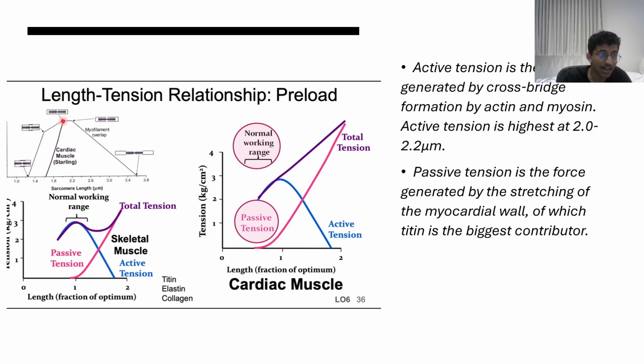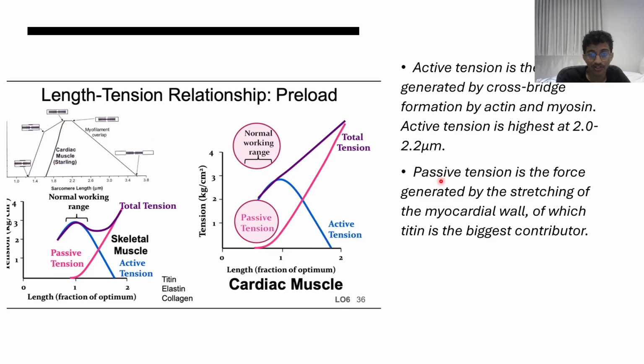Okay? And then it starts decreasing. Here is where a lot of students start getting confused. Why does it start decreasing? Now, when the sarcomere shortens to a length less than 2 micrometers, the actin filaments overlap. What happens is there's disruption in the cross-bridge formation, so you won't have as high active tension. Active tension will decrease.